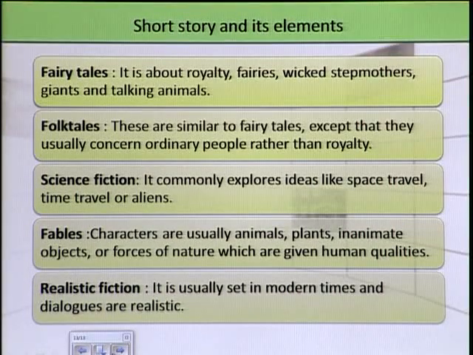Then we have science fiction. It is commonly exploring ideas like space travel, time travel, or aliens. Then we have fables. The characters in these are usually animals and plants and inanimate objects or forces of nature, and they are given human qualities. Then we have, in the end, realistic fiction. It is usually set in modern times and the dialogues are realistic.